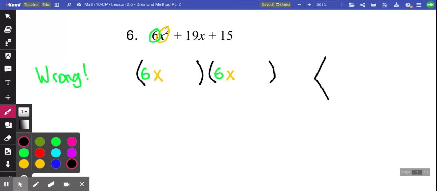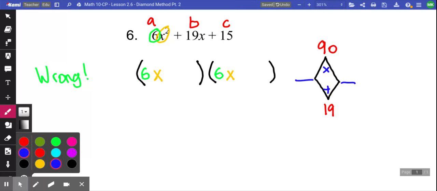My diamond method. I'm looking for two numbers that multiply to be the top and add to be the bottom. The top is 6 times 15, which would be 90. The bottom is your b value, which is 19. Two numbers that multiply to be 90 are 9 and 10. Those numbers multiply to be 90 and add to be 19. So this is 6x plus 9, 6x plus 10. Perfect.